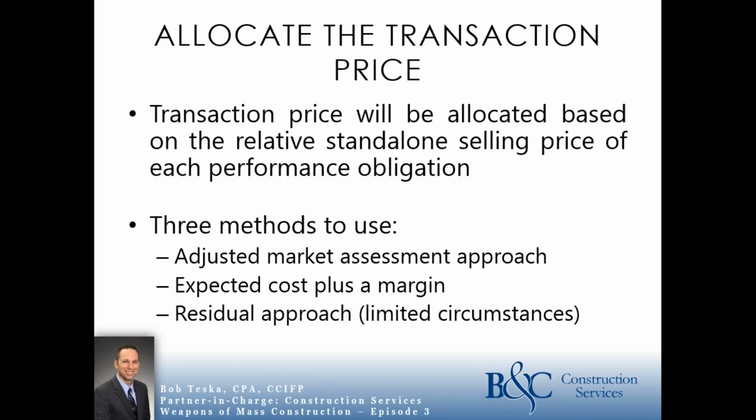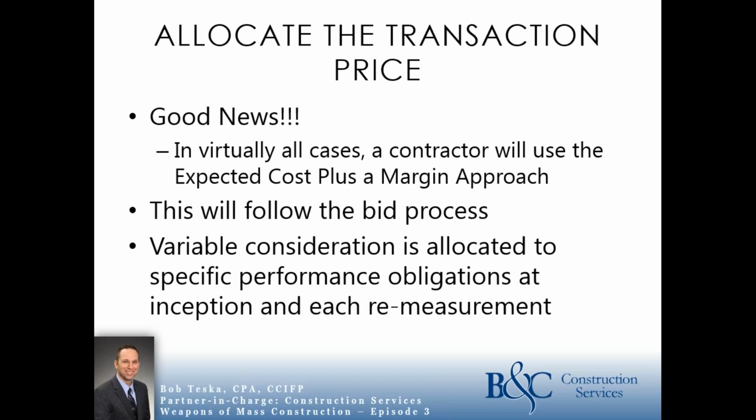And there's three methods to use. It's an adjusted market assessment approach, an expected cost plus a margin approach, and a residual approach, which is used in incredibly limited situations. But the good news is, in almost every situation, a contractor is going to use a cost plus a margin approach. This really is going to follow the bid process. And then your variable consideration that we looked at previously, that's going to be allocated to the specific performance obligation that it applies to. So if you are concerned about liquidated damages on the pool piece but not the track piece, you would allocate all the variable consideration to the pool piece and not the track piece.